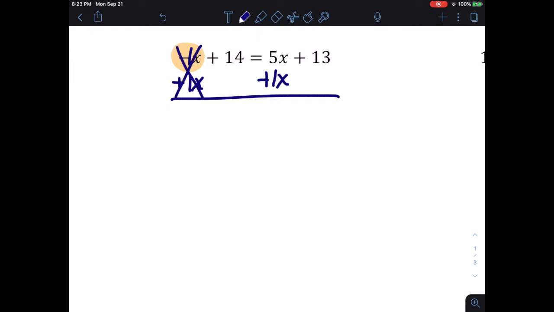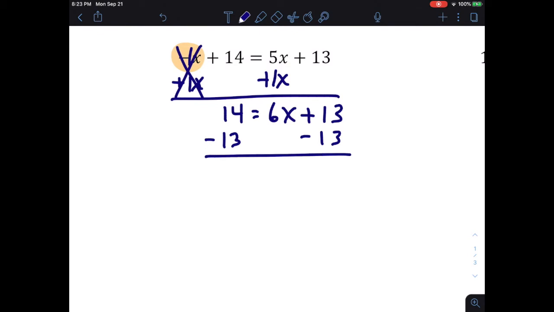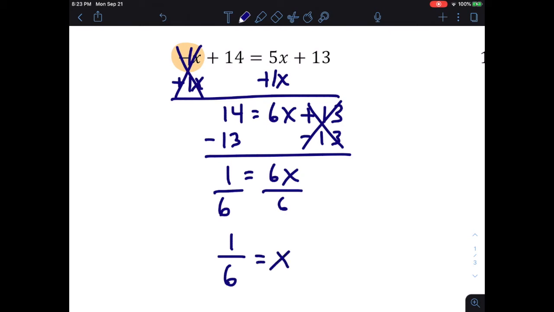So we have that one cancel out, so we have 14 is equal to 6x plus 13. Okay, and then I'm going to get the numbers on the left-hand side in this case, so I'm going to subtract 13. So we have 1 is equal to 6x because these cancel each other out. And then this is one where a lot of people will say that the answer is 6, but we've got to be really careful because we are dividing by 6. And when we divide 1 by 6, the answer is just 1/6. Okay, so x is equal to 1/6.